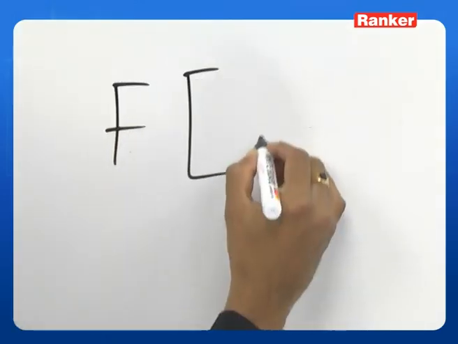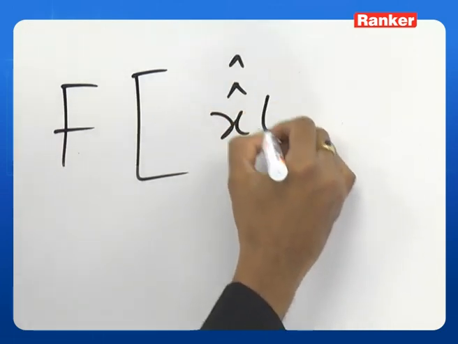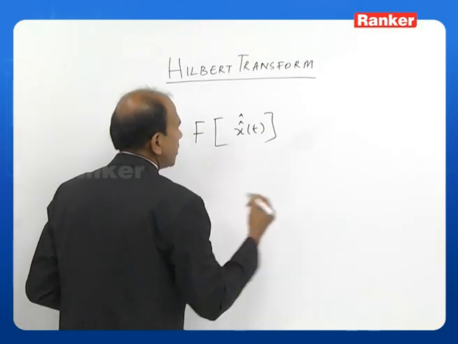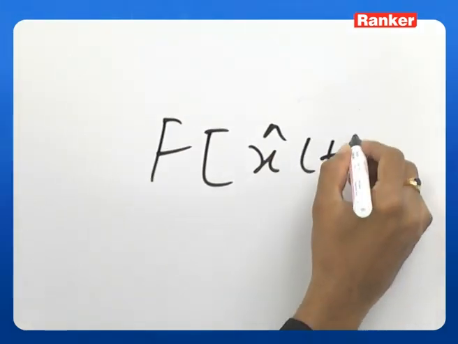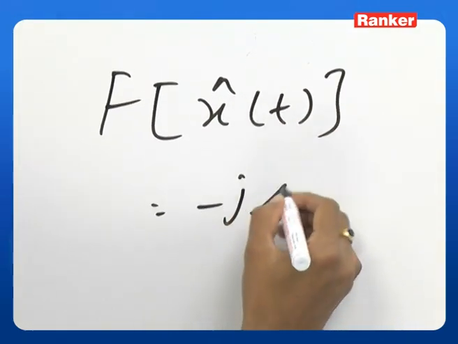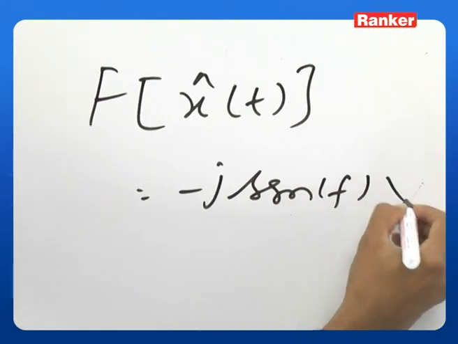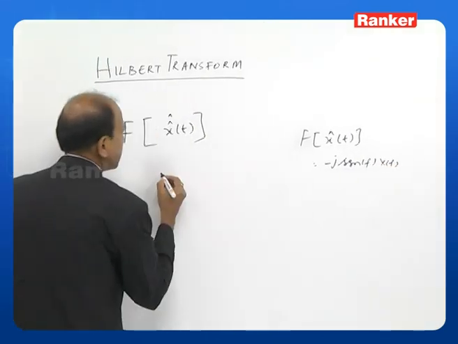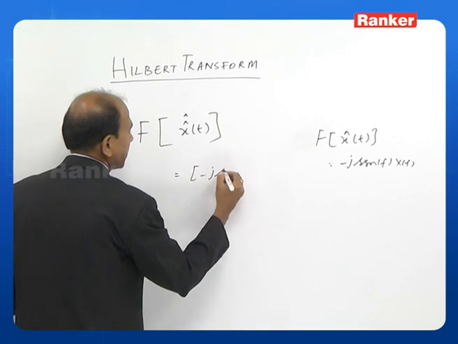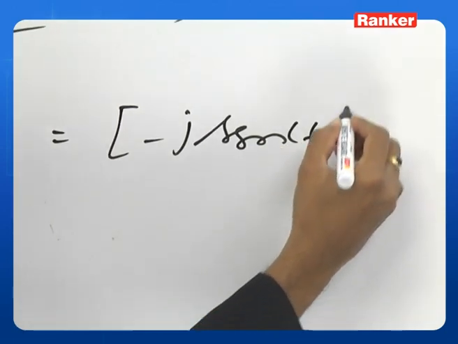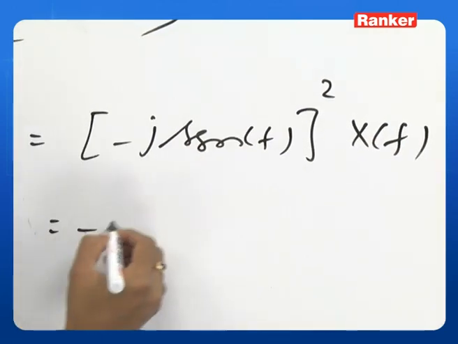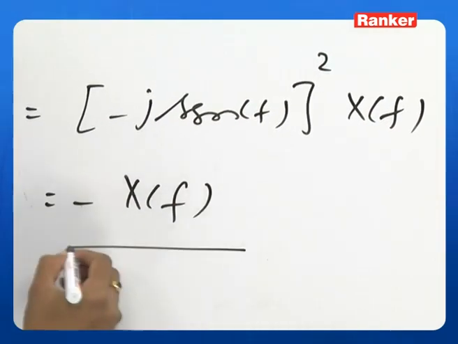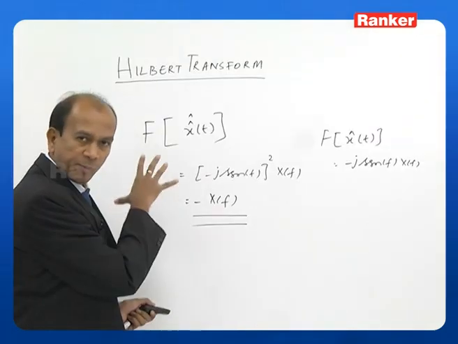We are calculating the Fourier transform of x cap of t. Okay, so we know this is equal to minus j signum of f X of f, isn't it? So this will be a multiplication of minus j signum of f whole square X of f. Okay, so this is equal to minus X of f. So this is proved.